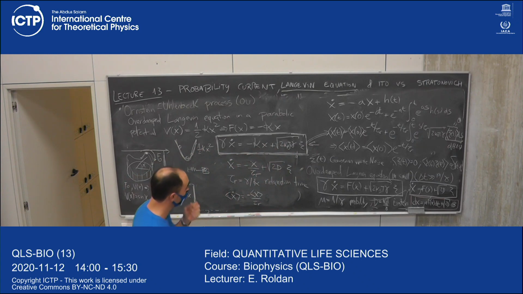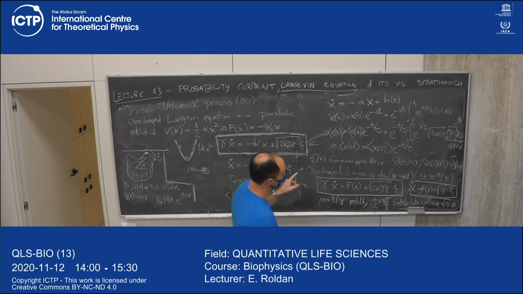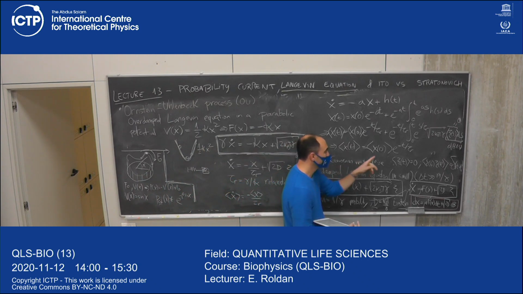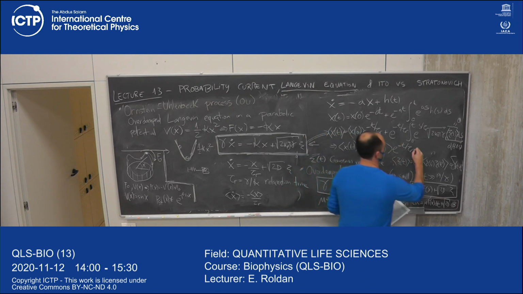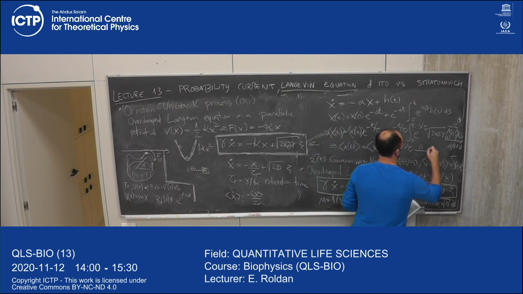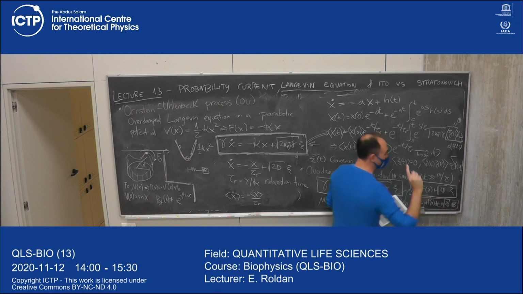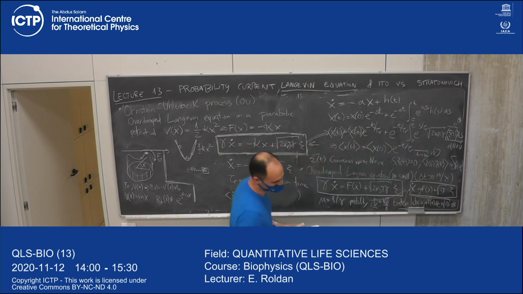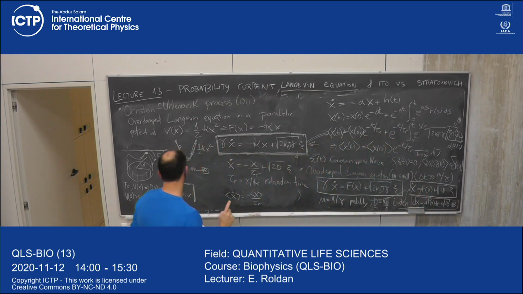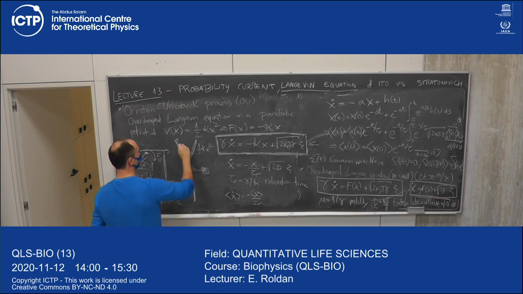As it should be, because the average of x should go to 0. If you take the limit t to infinity, this goes to 0. Sorry, this goes to 0 when t goes to infinity. The average goes to 0, not the variance. It means we put many particles.